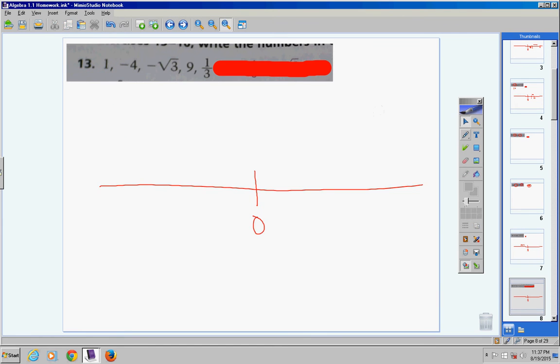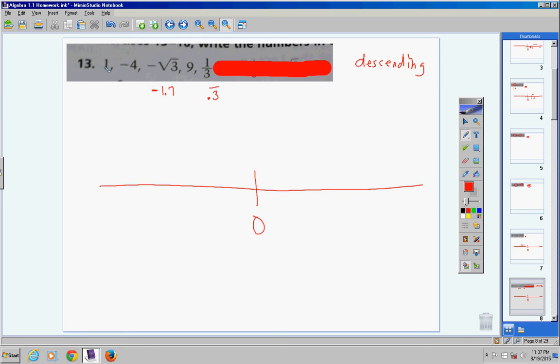Okay, numbers 13 through 16, we're going to write the numbers in descending order. Alright, so don't forget that. We're going to write these numbers in descending order. Now, my recommendation to you is to write numbers in decimals that are not whole numbers. So the square root of 3 is 1.7, so negative square root of 3 is really negative 1.7. 1/3, if you type into your calculator, 1 divided by 3 is 0.3.